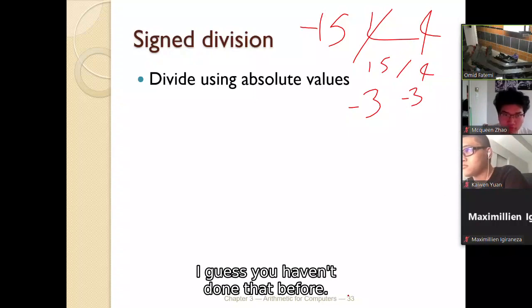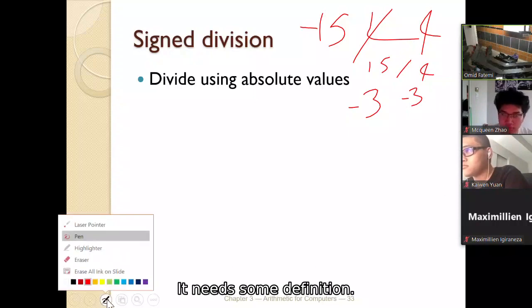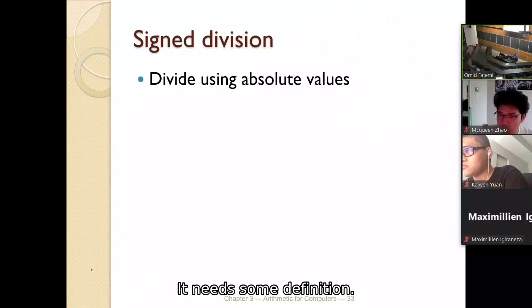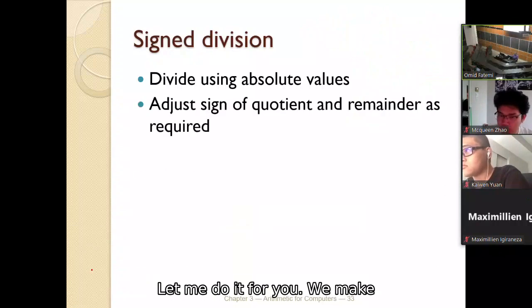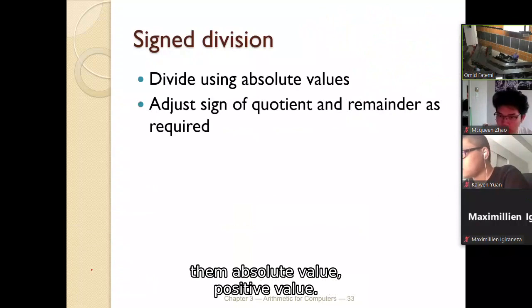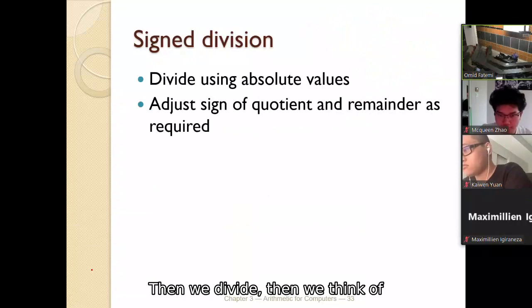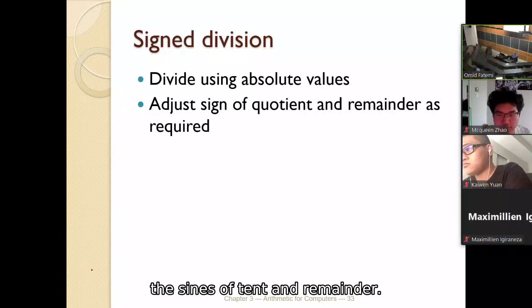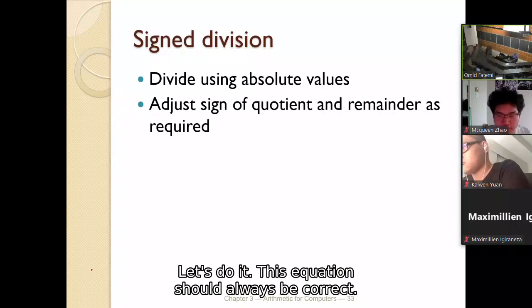I guess you haven't done that before, and it needs some kind of definition. Let me do it for you. We make them absolute values, positive values, then we divide, then we think of the signs of the quotient and remainder. So let's do it.